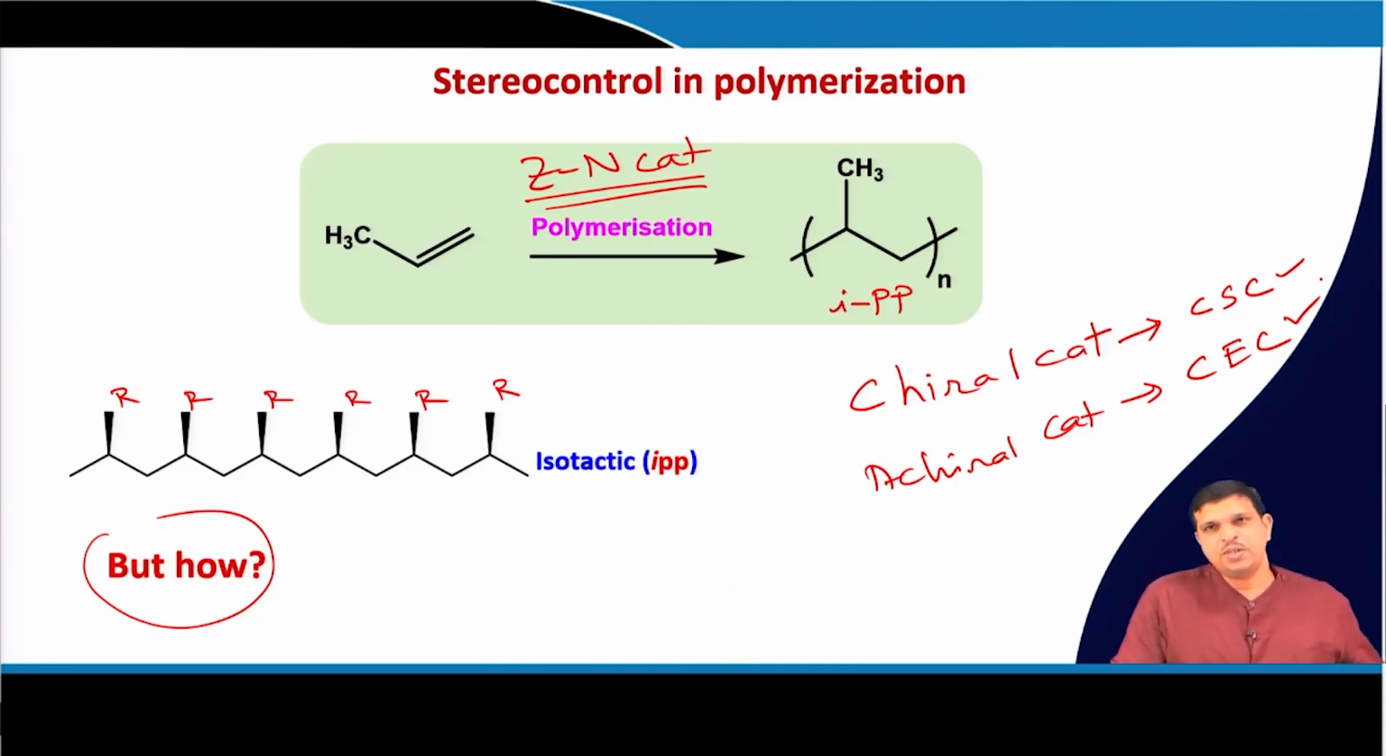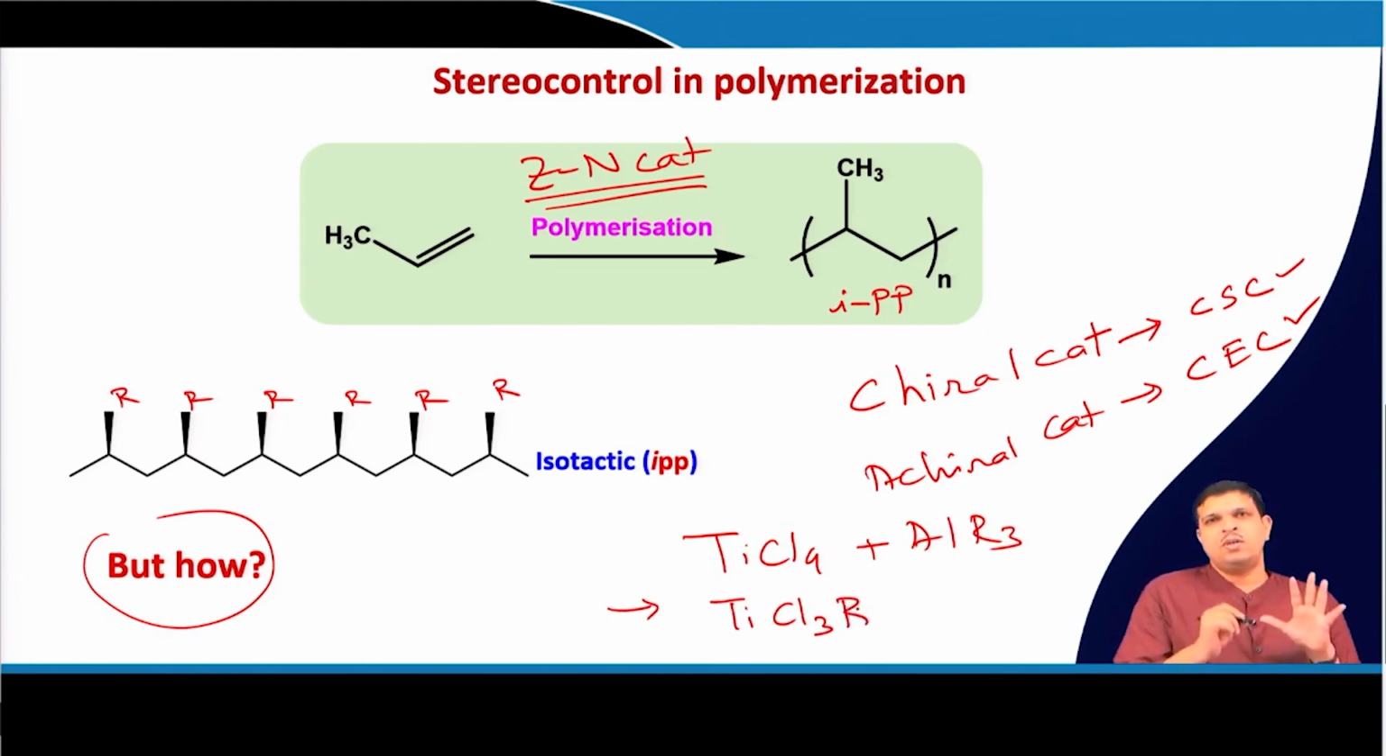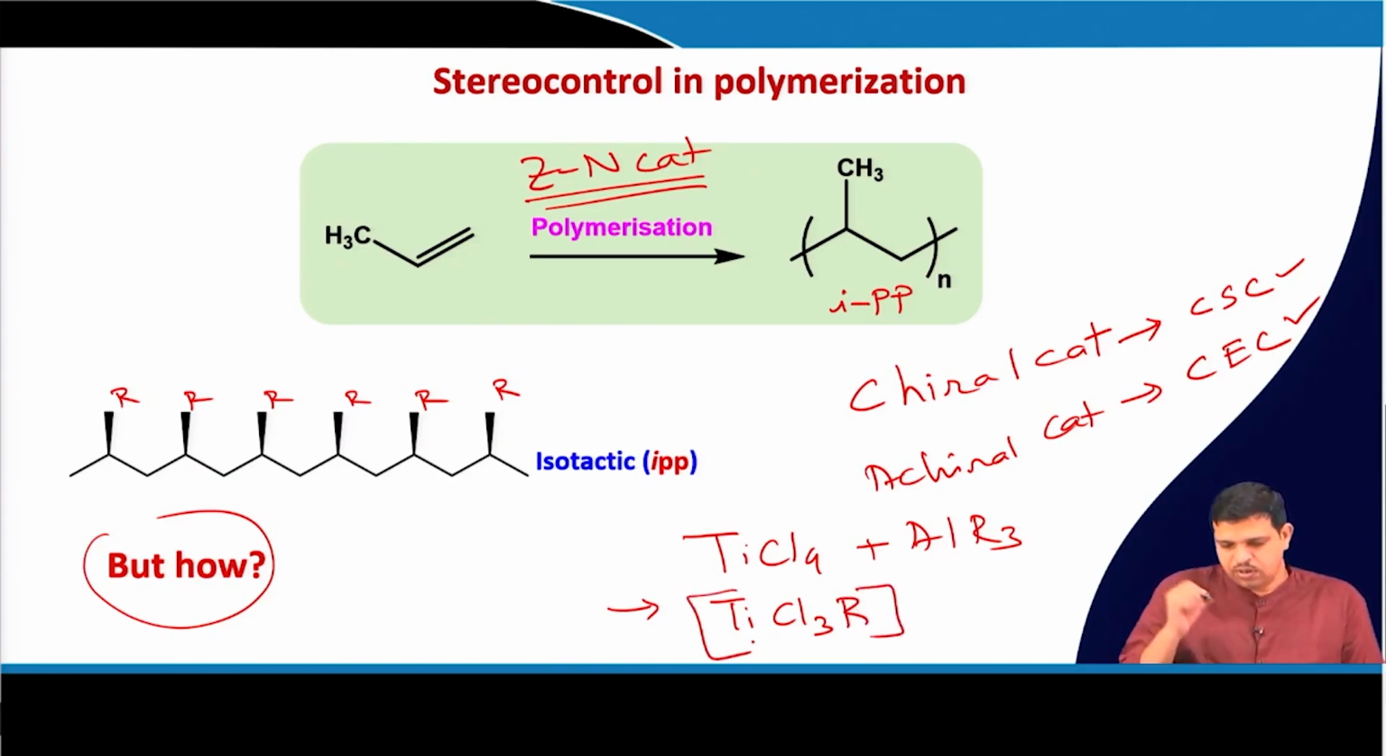That is very interesting and quite complicated also, how this Ziegler-Natta catalyst plays the role of maintaining the stereoregularity in polypropylene, either through the CSC or the CAC. As you see, we are using TiCl4 and AlR3, and what are we getting? We are getting TiCl3R. That is the simplified discrete catalytic, you can say active, site to designate the active catalytic site.